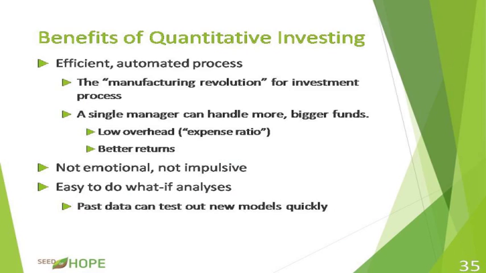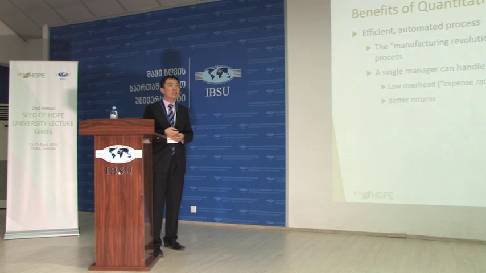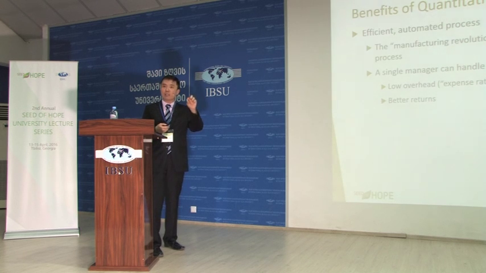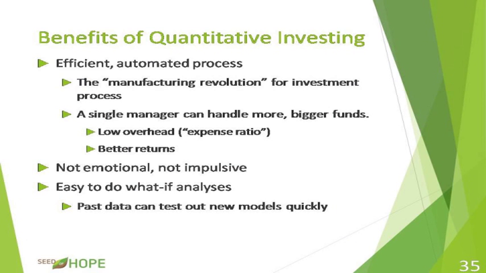So from the 3 examples I explained above, hopefully you can see some benefits of quantitative investing compared to traditional investing. It's an efficient automated process because it's done by computers much faster than a human being can. People often compare it to the manufacturing revolution for the investment process. This means a single manager can handle more funds and bigger funds in size. That means the management fee paid to the investment manager is smaller in terms of percentage of the fund. And that lower expense ratio usually translates to better returns.